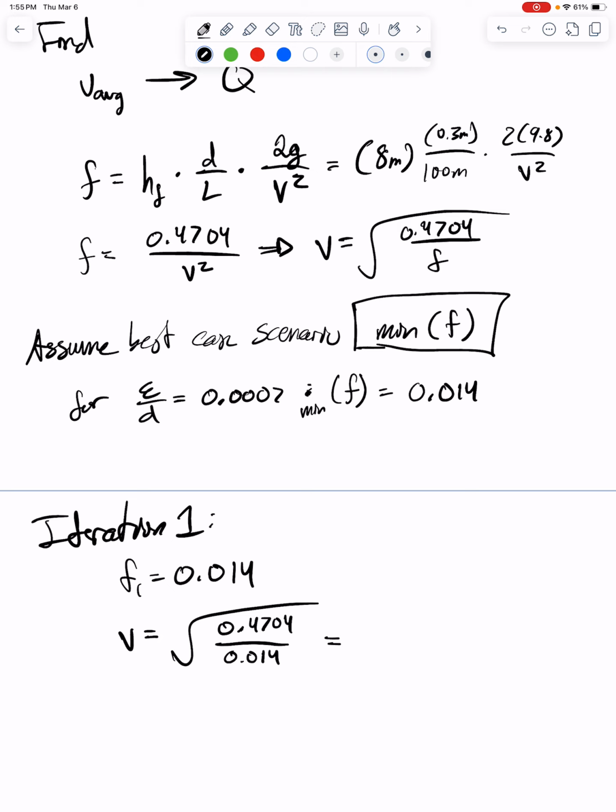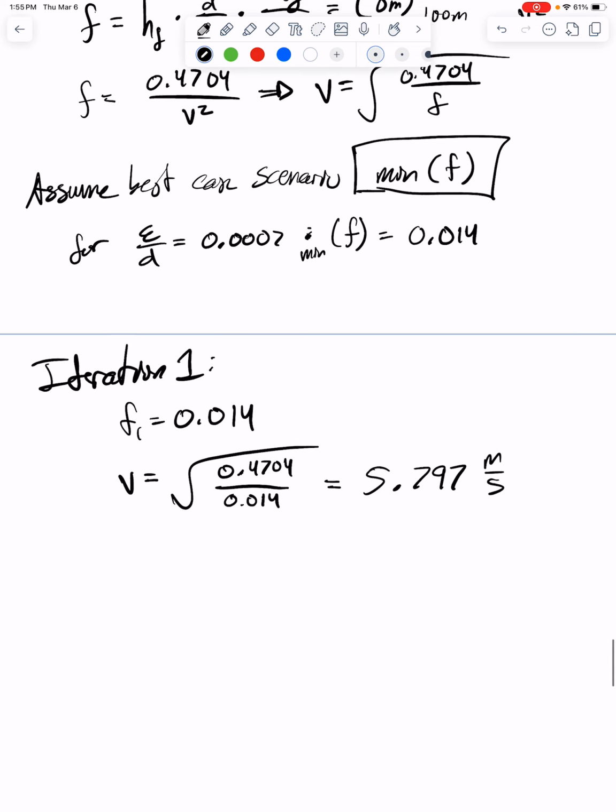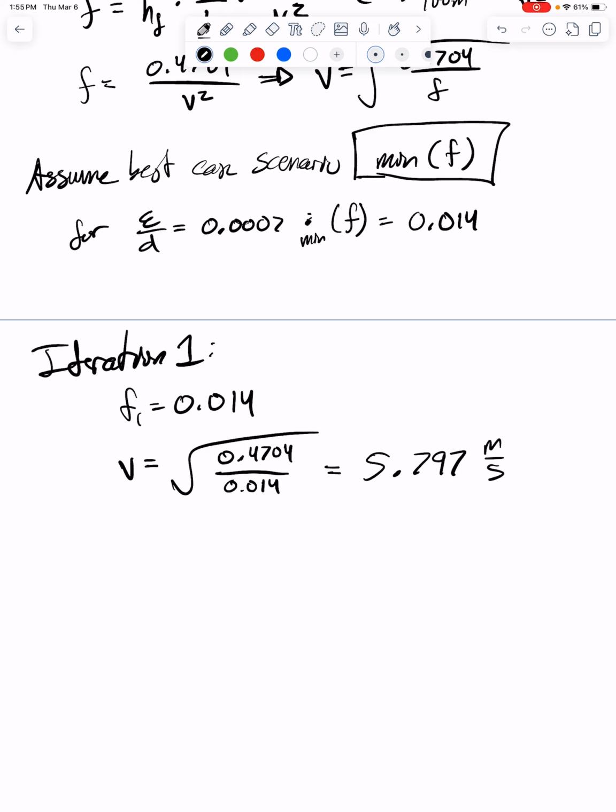That means velocity is equal to 5.797 meters per second. So for the best friction case, we expect this velocity. Finally, now that we have a velocity, we can determine a Reynolds number, because as I said earlier, we didn't know a Reynolds number, we just assumed the best case scenario. But now with velocity, we can obtain a Reynolds number.